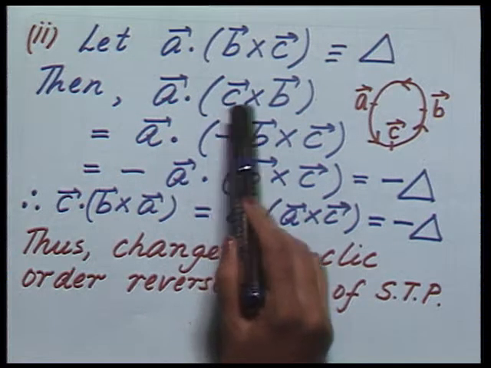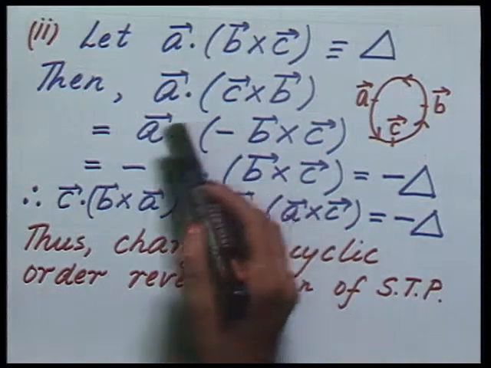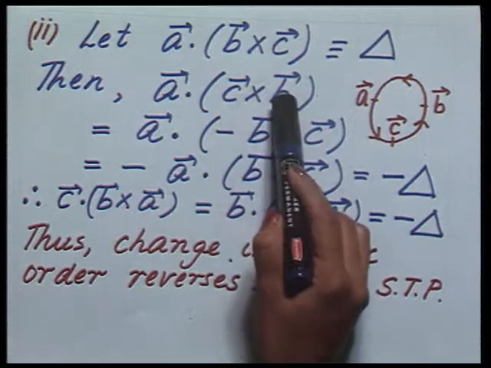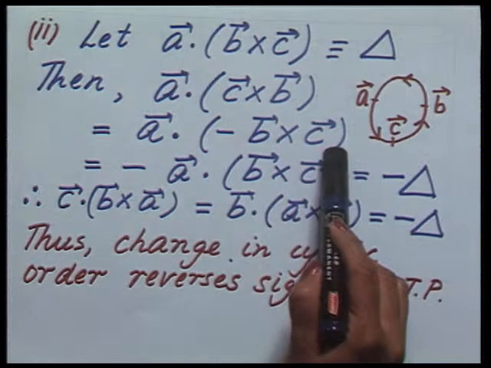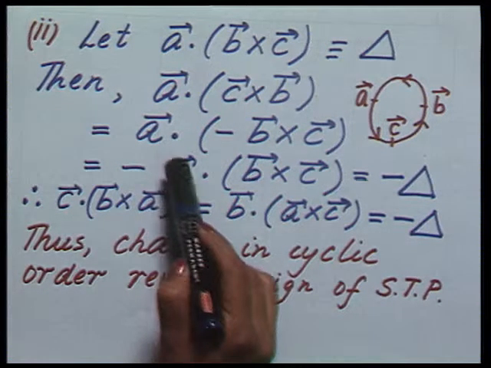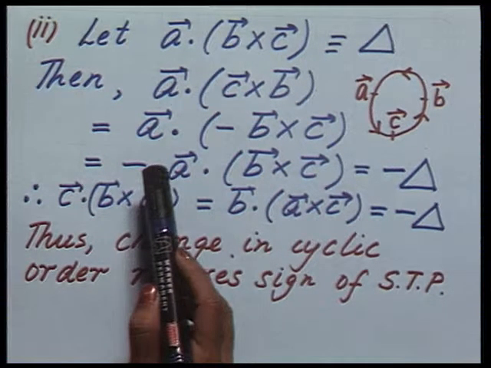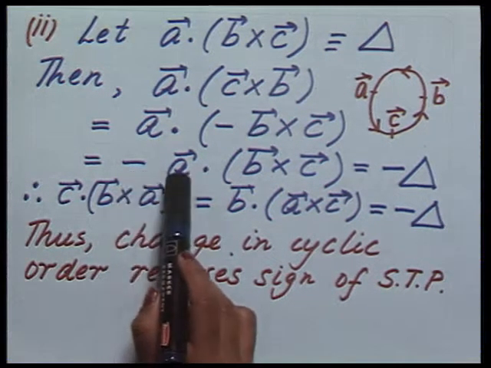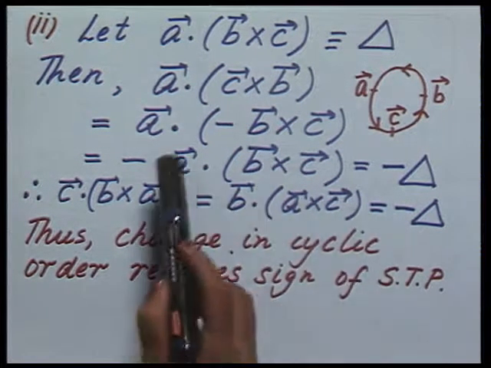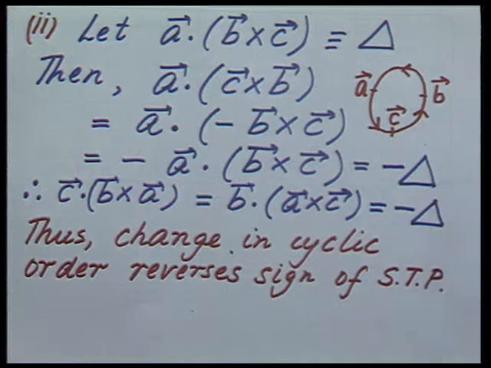A dot C cross B is equal to A dot minus B cross C. Why? Because C cross B is equal to minus B cross C. And we know that A dot lambda B is equal to lambda A dot B. So this minus sign can be brought out to the front. And so we have this is equal to minus A dot B cross C. In other words, this scalar triple product is equal to minus of delta.